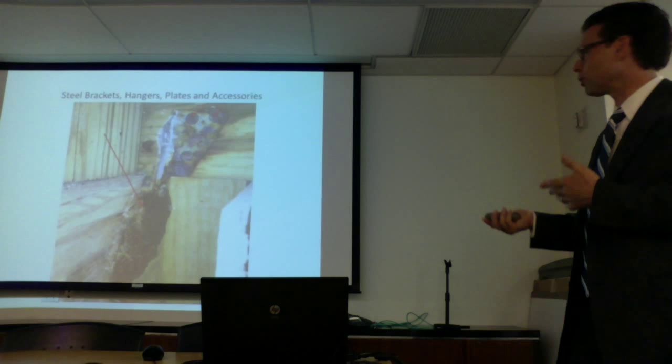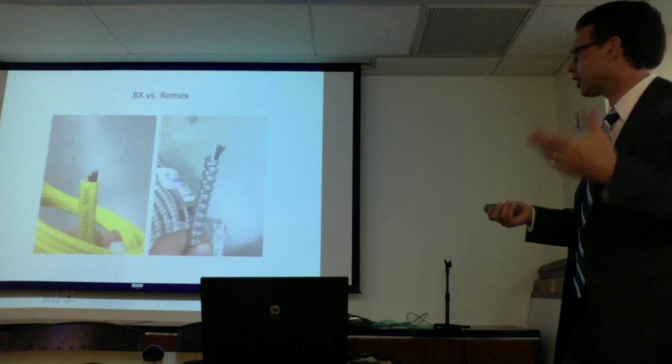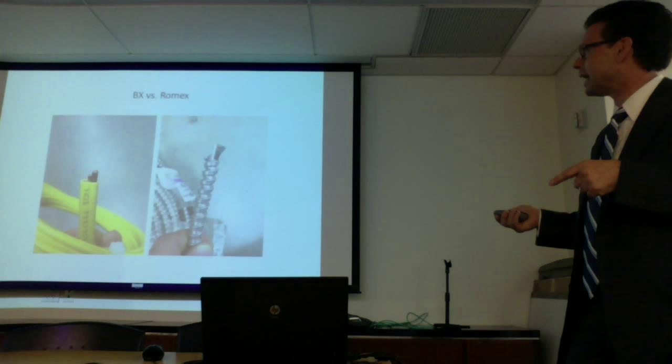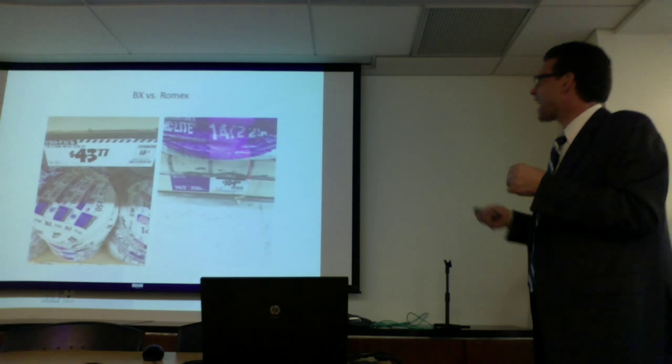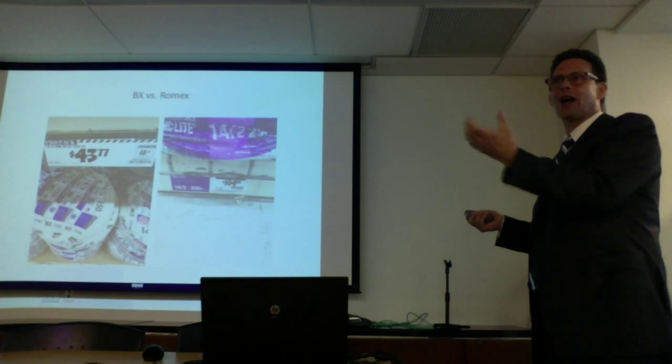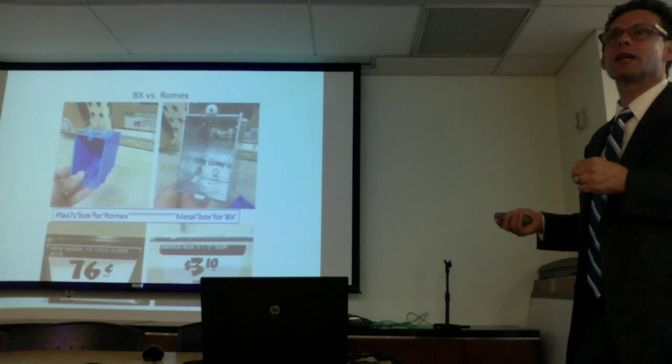BX versus Romex. If you go into a house, you see the electric, you see either white or yellow or orange wiring that's vinyl, plastic coating on it, or you see metal that's like a spiral metal. This is Romex, this is BX. 250 feet of Romex is $43 at Home Depot, it's $104 for BX at Home Depot. This is actually not the BX I'd put in my house because what I buy from a supplier is a much heavier metal. It's a higher quality than what's at Home Depot, but you can see it's over double the price. A plastic box is 76 cents, a metal box is $3.10. Xactimate's price for an outlet and switch is for Romex and a plastic box.